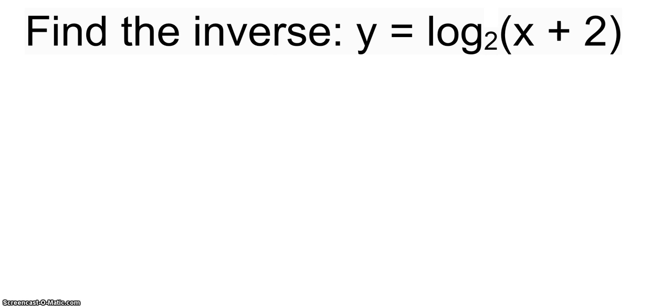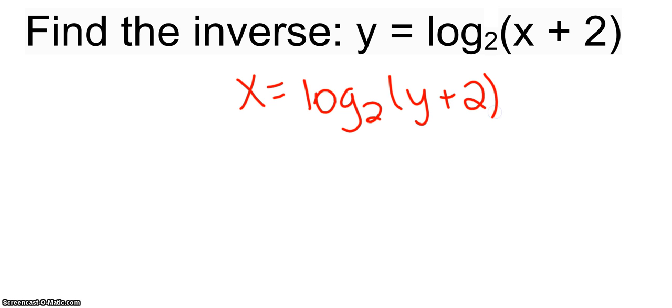The next one we're going to do is y equals log base 2 of x plus 2. So we're going to just slowly progress while we do this. The first step is to switch our x and our y's. So now it's going to be x equals log base 2 of y plus 2. Alright, now we're going to get the log by itself. Since y plus 2 is our argument, the log is already by itself.